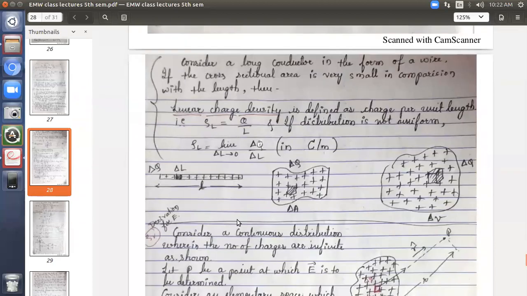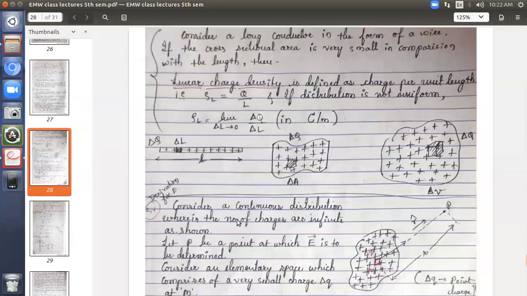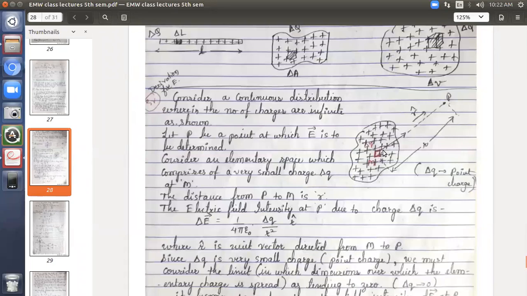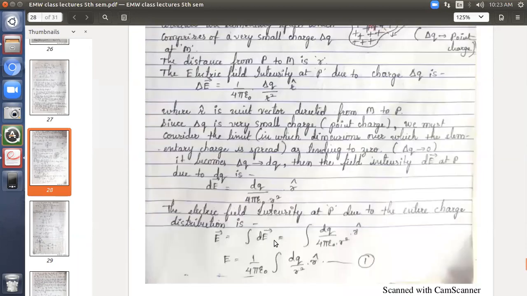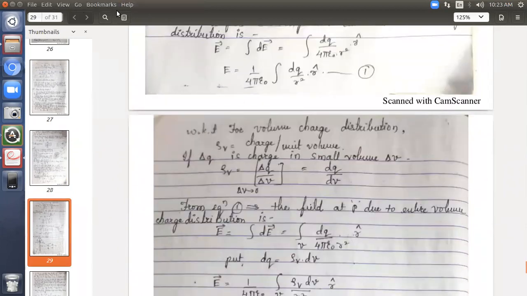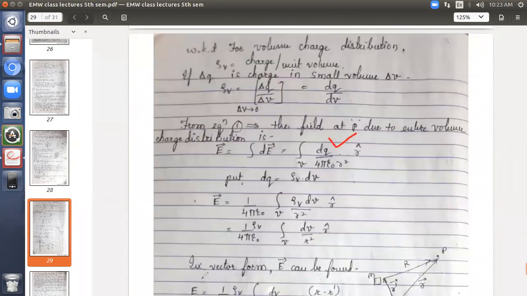And with this, we have seen what the field expression is for volume charge distribution. We considered one small element at point M, and P is the observation point where E has to be found out. With that concept, we saw in the previous class, for volume charge distribution, that is charge per unit volume, what the equation for E is. This is the final equation we get.